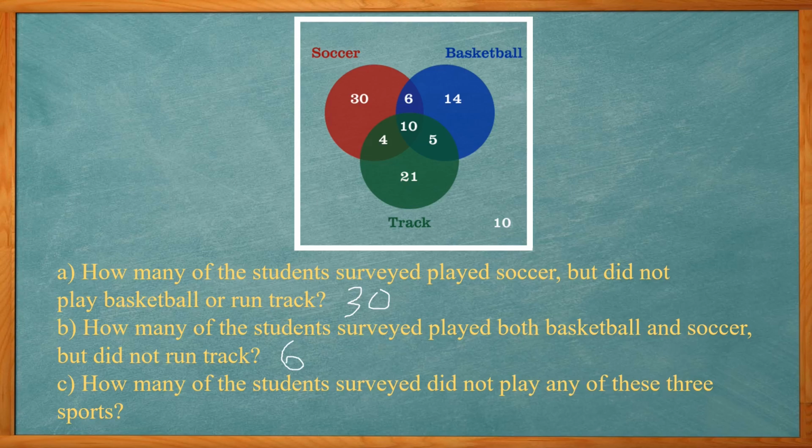And how many students surveyed did not play any of these 3 sports? So we had to count up all the numbers within the circle and subtract that from the total number of students that we surveyed, and it came out to be 10.